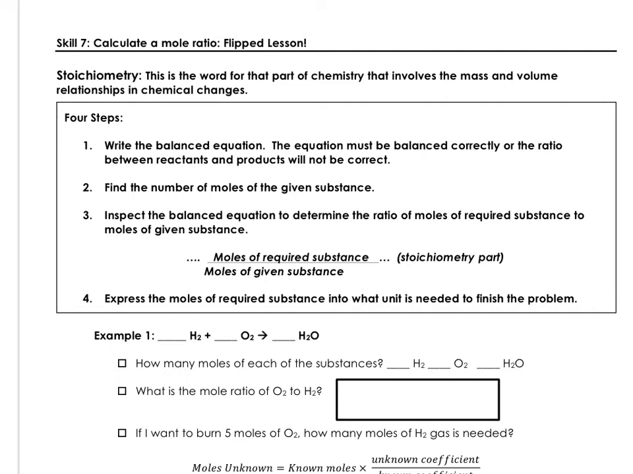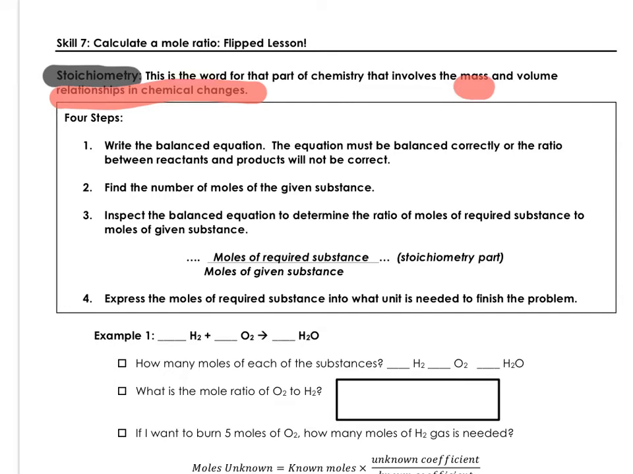So right now, we need to know that when we are dealing with stoichiometry, stoichiometry is the word for the part of chemistry that involves mass and volume relationships in chemical changes. So it's how we know how much stuff we have, how much stuff we produce, and if a reaction can occur given what we have put in. There are 4 steps that we are going to follow.